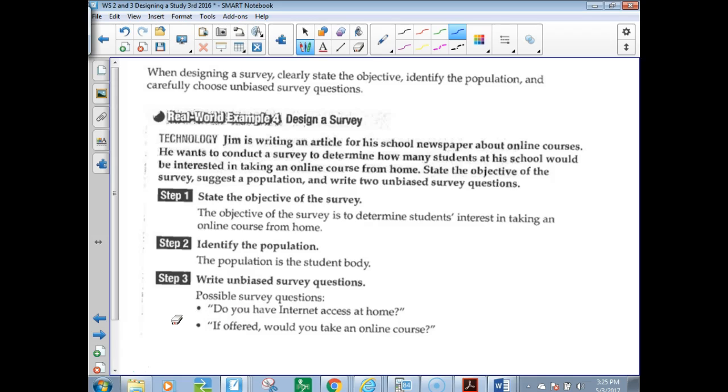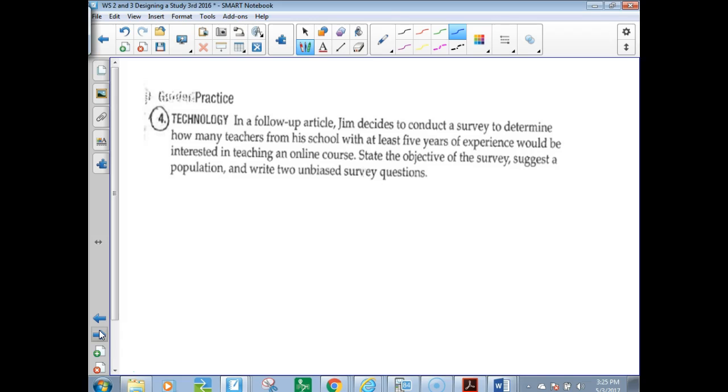We're going to do one of your own together. Let's just quickly answer one more question and get an idea of what kind of answers I'm looking for. They're not going to be identical from one person to the next, but some parts of it should be close. In a follow-up article about kids wanting to take online courses, it says: conduct a survey to determine how many teachers from a school with at least 5 years of experience would be interested in teaching an online course. State the objective of the survey, suggest the population, and write 2 unbiased survey questions.